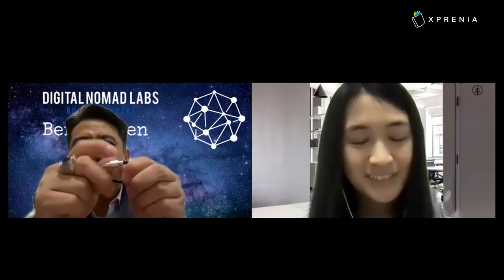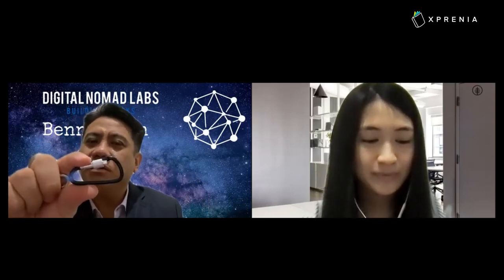Okay, so for those people that are new and don't really understand what blockchain is, can you see this? This is like a carabiner. So the carabiner is like a chain. It's on its own, it's one block.